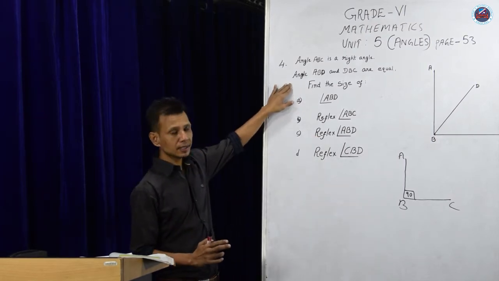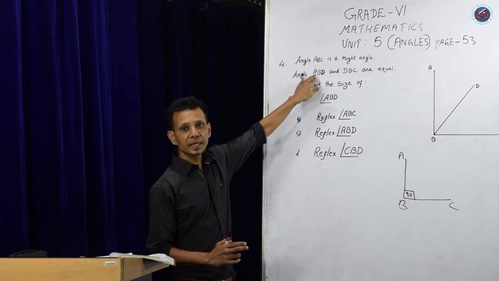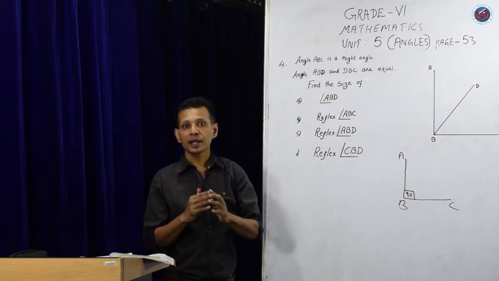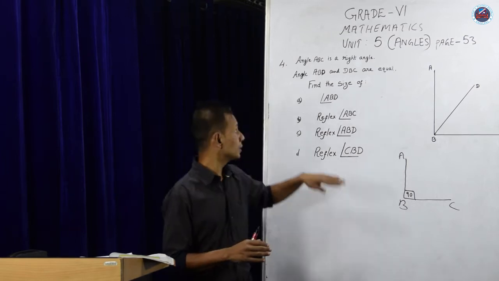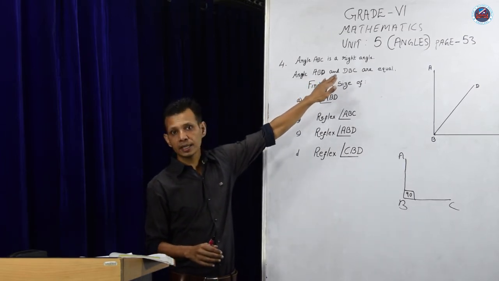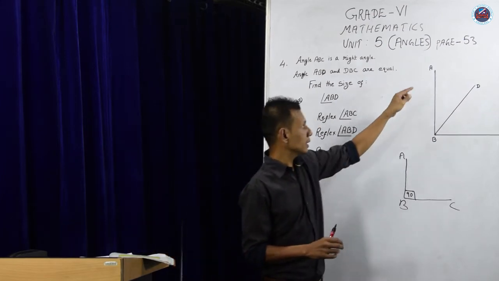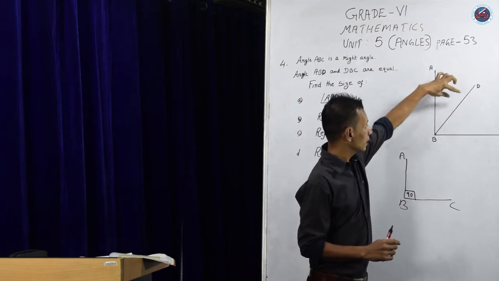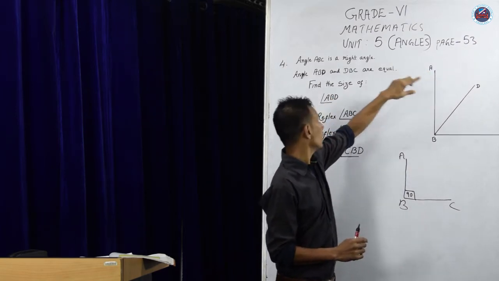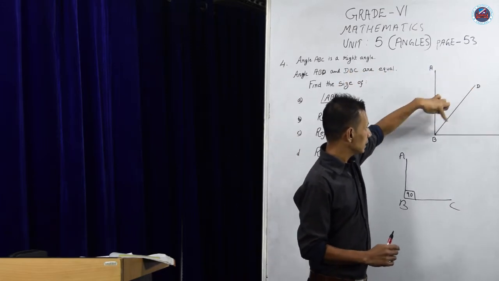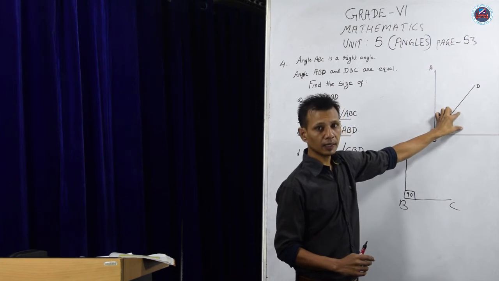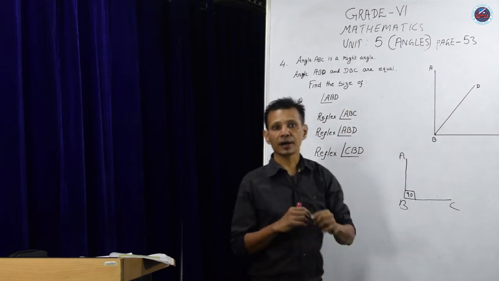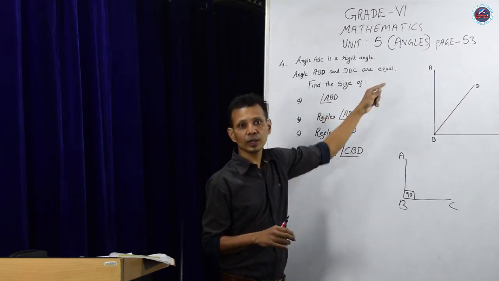Now the next part of your question says angles ABD and DBC are equal. Yes, they are the same. Just have a look. ABD and DBC are equal. Let me first find where ABD is. They are talking about this angle. And next is DBC. They are talking about this angle. According to the question, this angle and this angle are the same. You see that? They are equal.